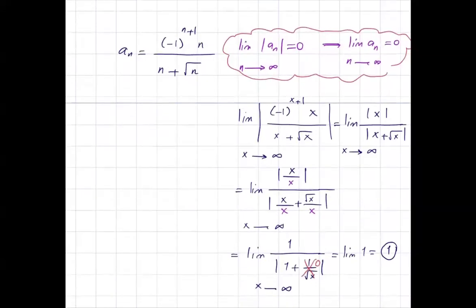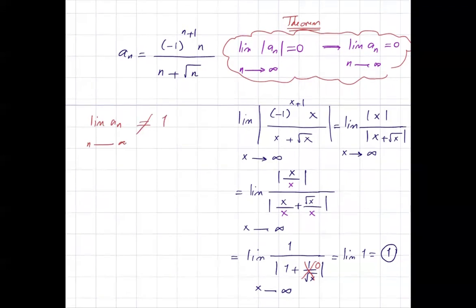Please pay attention. When we are talking about the theorem here, the theorem says if it is equal to 0, then you can conclude that the limit of the sequence itself is equal to 0. But when we look at the absolute value, it is equal to 1. So this theorem doesn't give us the guarantee that the limit of this sequence itself is equal to 1. It's a common mistake for students to work with the absolute value and say, since the absolute value is equal to 1, the limit of a_n is equal to 1. It is not true.